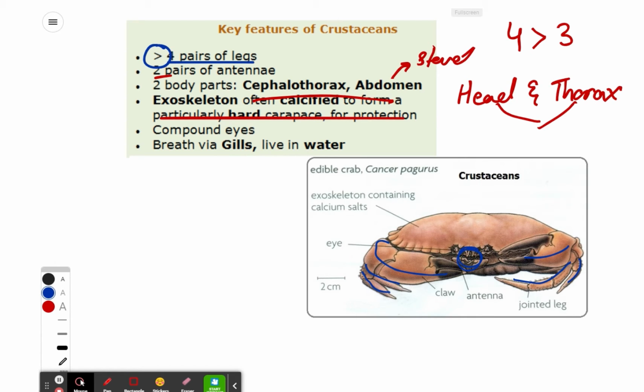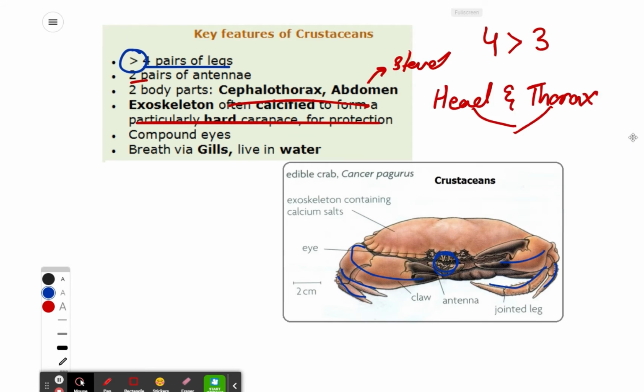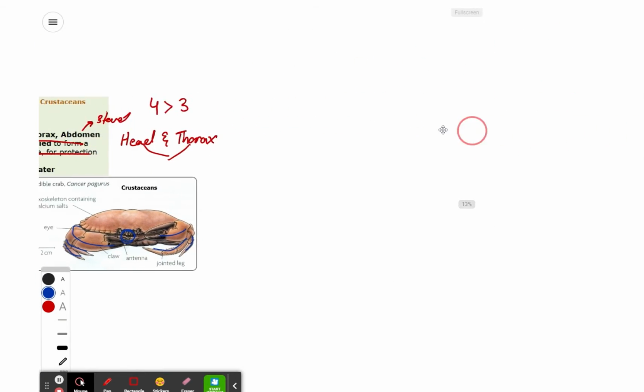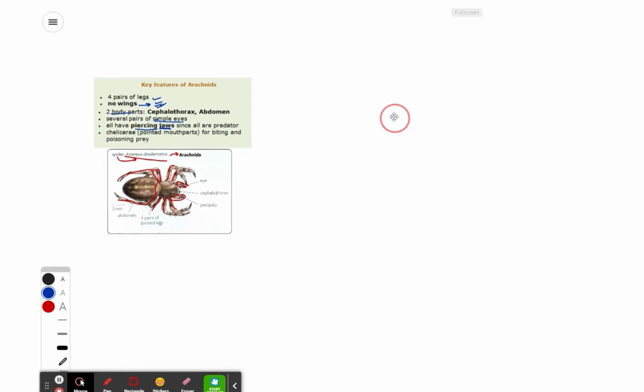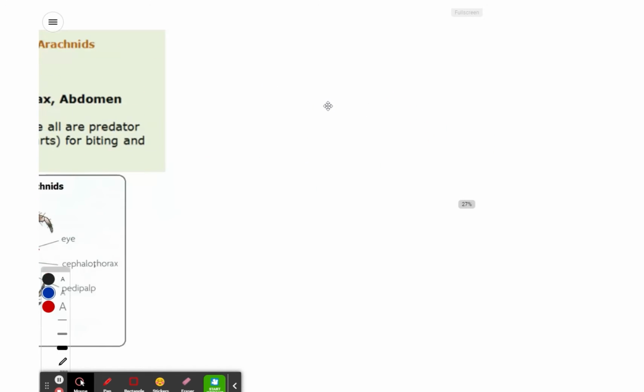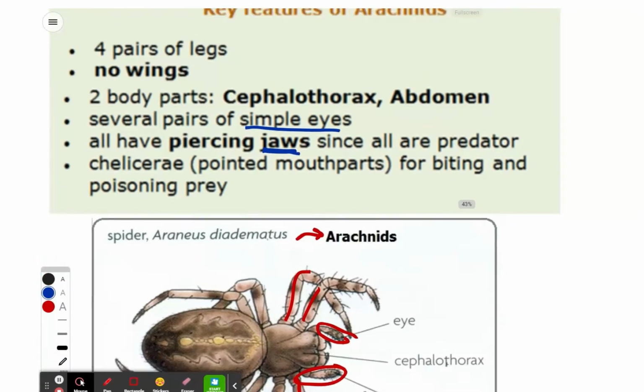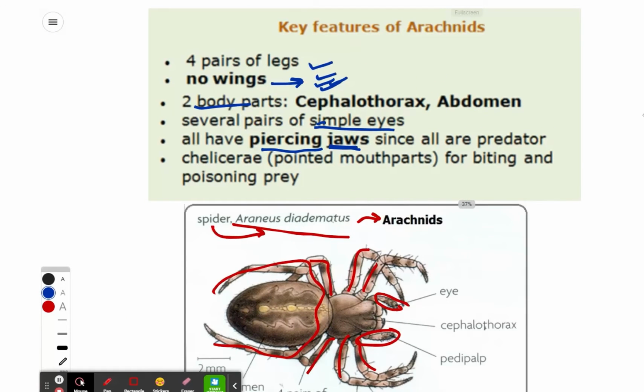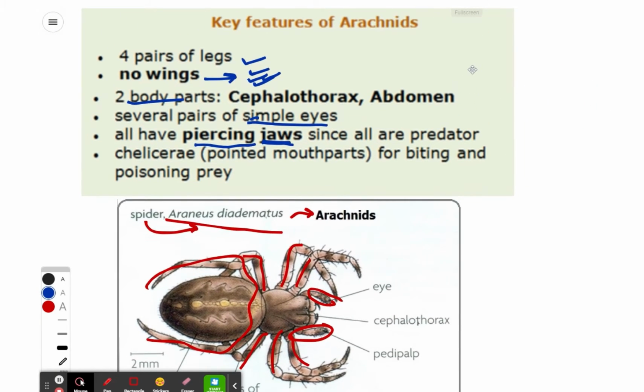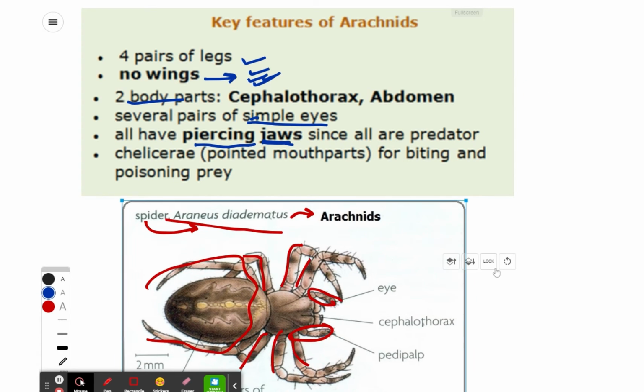Any questions so far? Should I move on to the next class? Okay, now the next class is class arachnids, spiders class. Class arachnids. Now over here, let me just make a small space here so we are good to go.